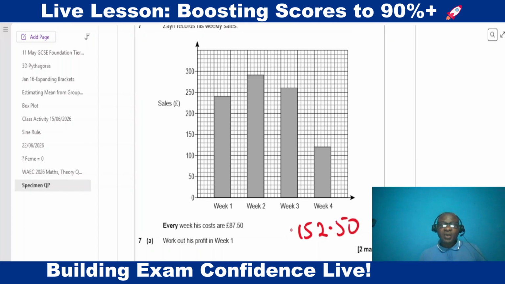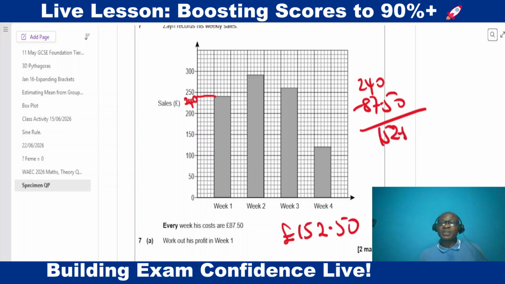152.50. That is 152 pounds 50. Okay, let's verify. In week one, it is stopped at this place, and that place is exactly 240, isn't it? Therefore, you subtract 240 minus 87. Oh, you are correct. So 152.50. Okay, you are correct. It comes with 2 marks.